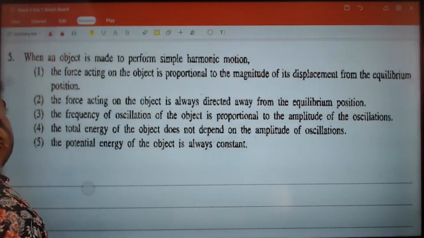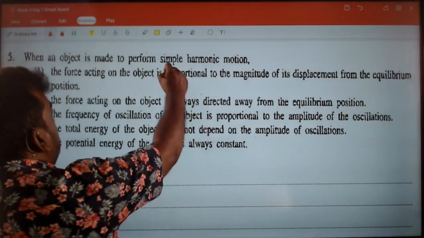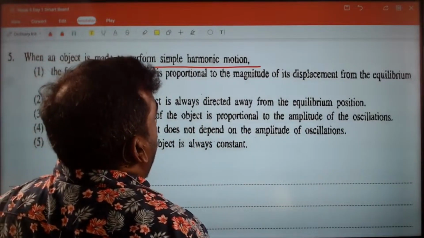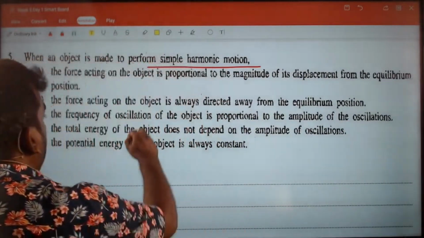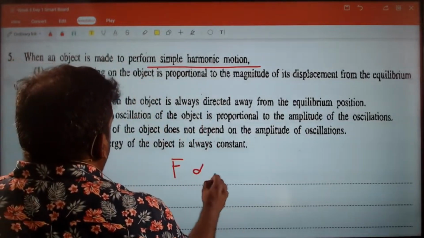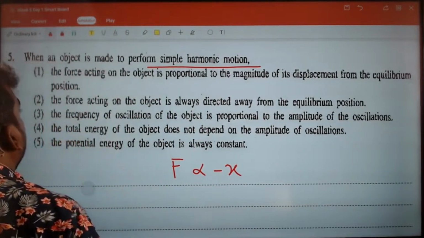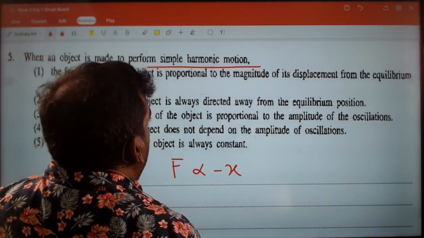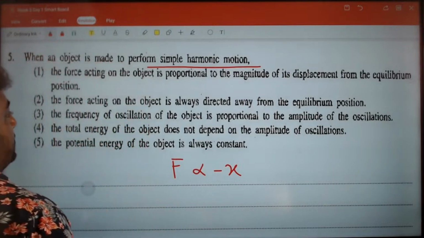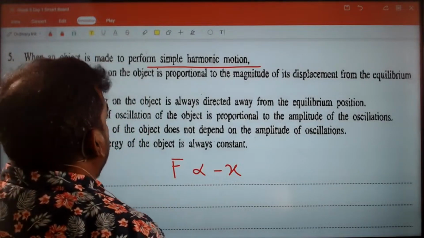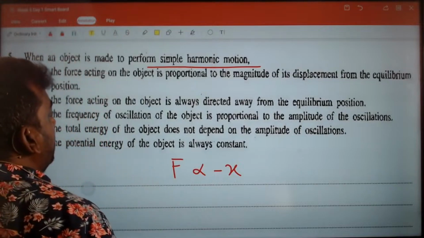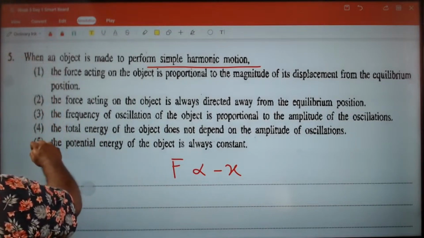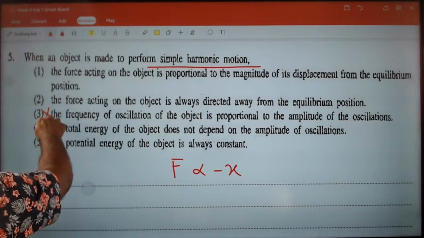When an object is made to perform simple harmonic motion, the force acting on the object is proportional to the magnitude of displacement from the equilibrium position. So that's the rule: F is proportional to minus x. Force acting on the object is always directed away from the equilibrium position. Frequency of oscillation of the object is proportional to the amplitude of the oscillations. Total energy of the object does not depend on the amplitude. Potential energy of the object is always constant. The others are wrong.